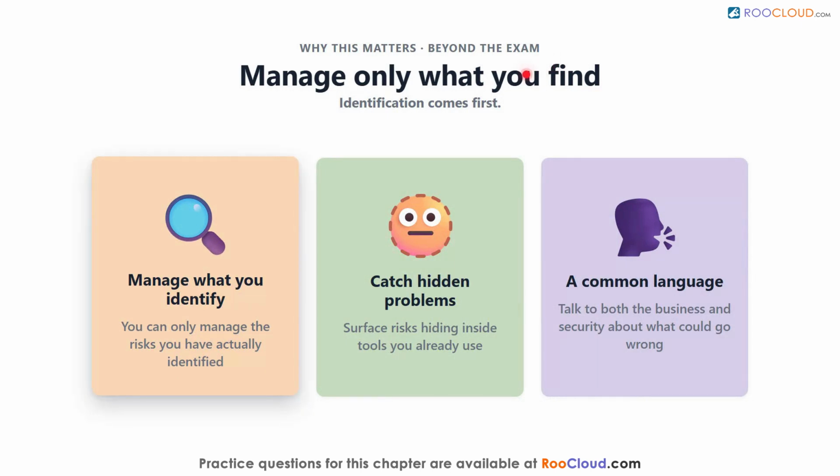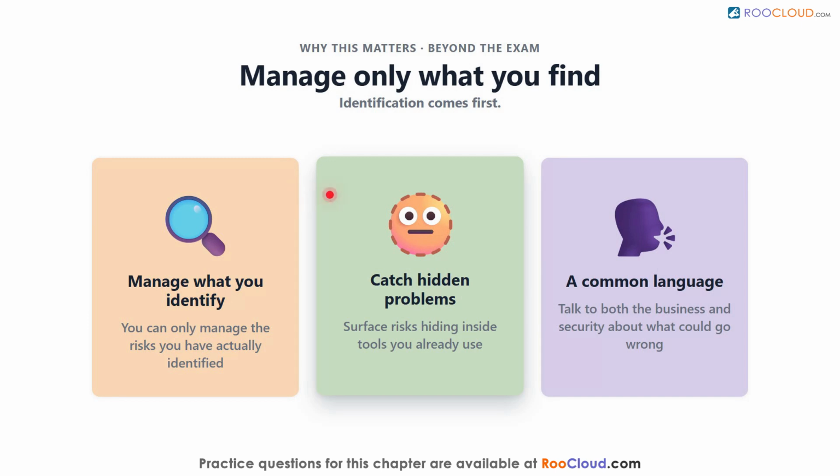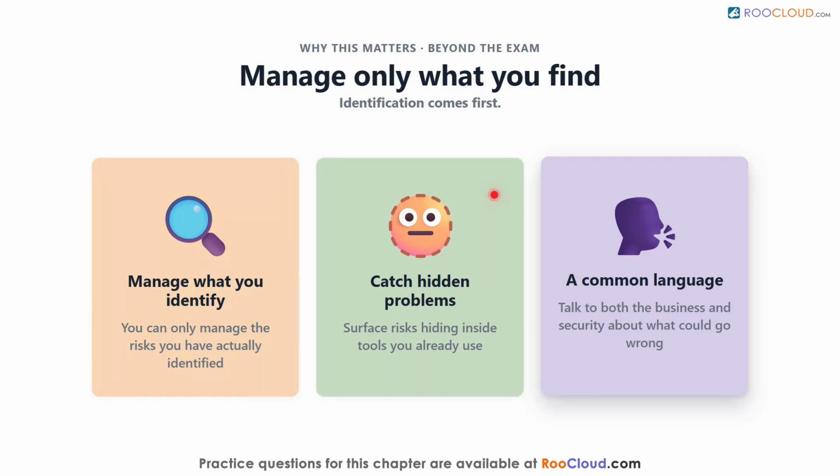Why does this matter beyond the exam? You can only manage the risks you have actually identified. Knowing how to surface AI risk systematically lets you catch problems hiding inside tools you already use, and to speak a common language with both the business and the security team about what could go wrong.